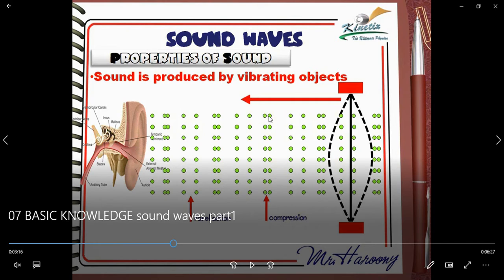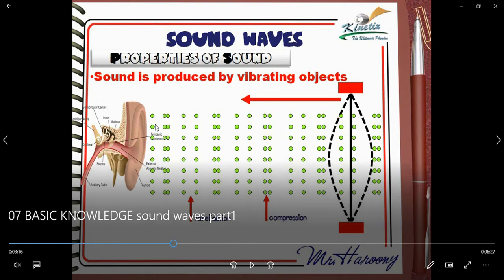Now the direction of the sound wave: sound is traveling from this string towards this ear. That means the direction of the wave is from right to left, while the direction of vibration is left to right. Can you see this red line and the direction of this particle? Both of these are parallel. The particles are moving left to right, and the wave is going from right to left. So these two lines are parallel. That's why this is called a longitudinal wave.